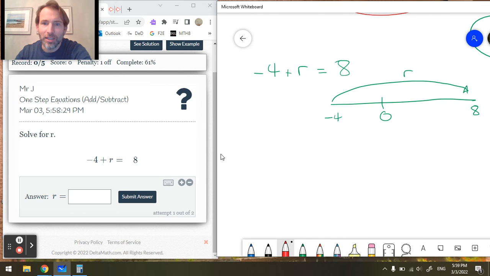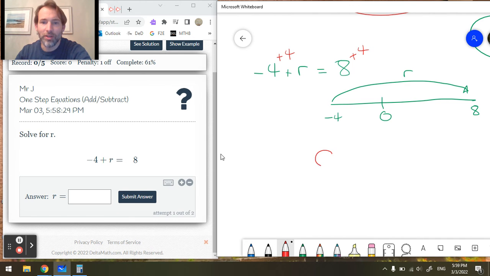Here, I'm basically subtracting 4 from r. So if I add 4 to this side of the equation, -4 plus 4 is 0. But I have to add the same thing to both sides of the equation. Similar to multiplication and division, where here I have subtraction, so I add, which is the opposite of subtraction. And it's the same idea with the elephants.